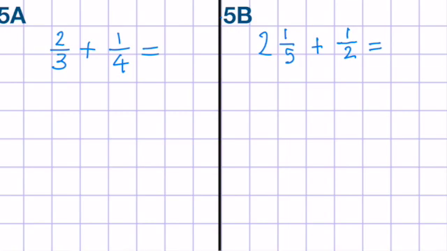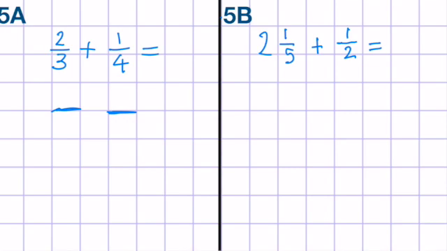For 5a and 5b, you need to add 2 sets of fractions. Pause the video and then we'll go through the answer together. Okay, for 5a, 2/3 and 1/4 have a different denominator. And also, one of them is not a multiple of the other. So that means we're going to have to change both denominators.